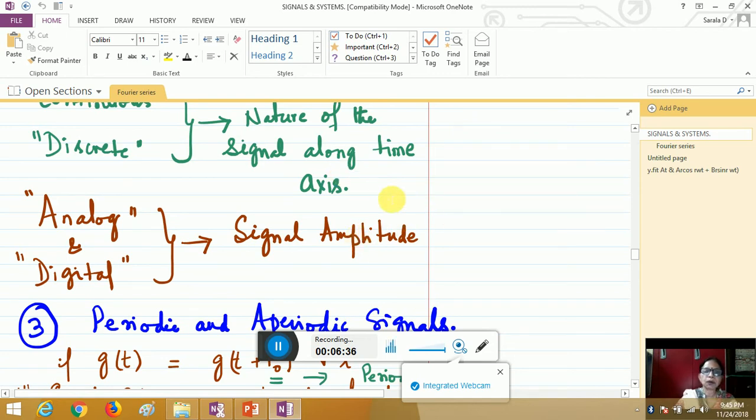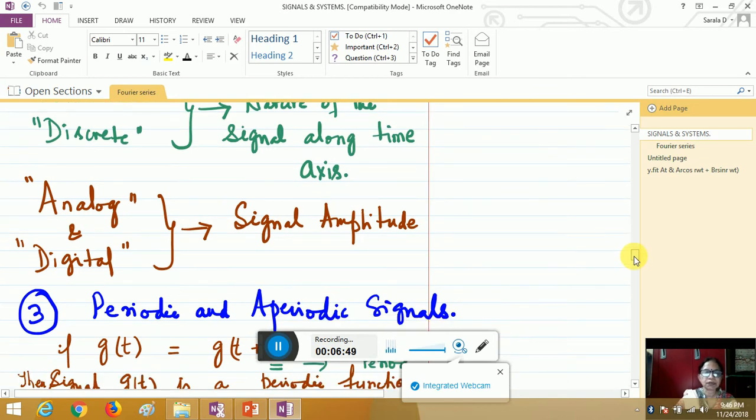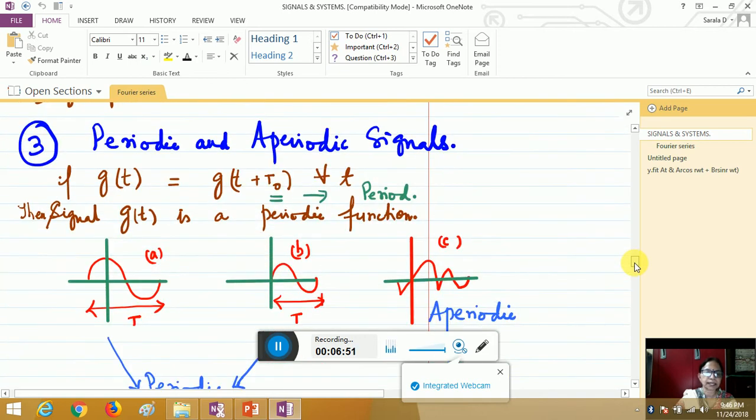When you talk about continuous and discrete, it is along the x-axis, that is the time. So is it the time that you are measuring, or is it the amplitude that you are measuring? That is what determines which type of signal you are considering. Now we have periodic and aperiodic signals. What are periodic and aperiodic signals?